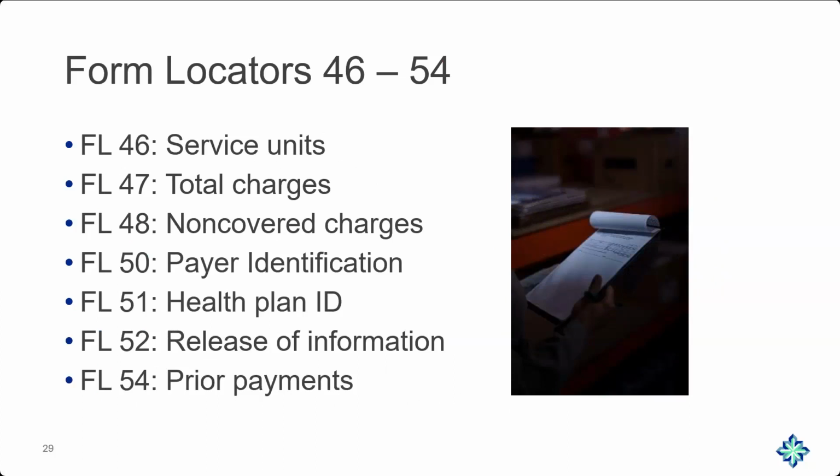We have 3 more form locators in the charges section. We have 46 for the service units, 47 for the total charges, and 48 for the non-covered charges. Then we start to capture payer information. Form locator 50 is the payer identification, 51 the ID that goes along with that health plan, and 52 indicates if release of information is on file. 54, prior payments. This is required when the indicated payer has paid an amount towards this bill.